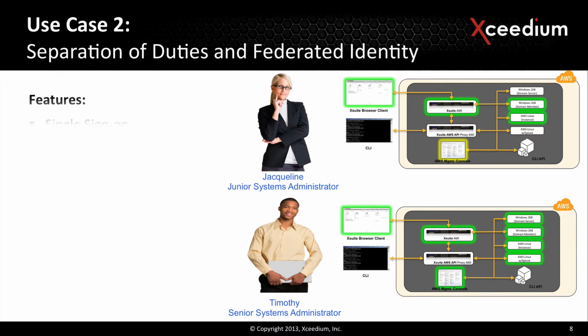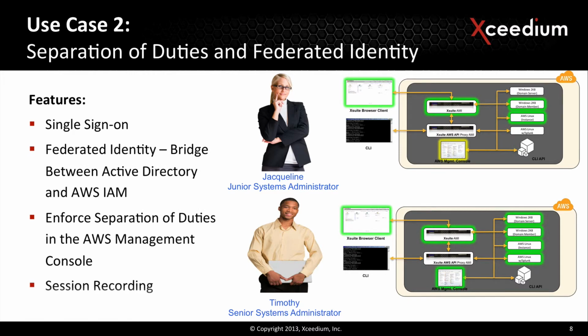In the use case, you'll see how Xsuite federates identity between Active Directory and the AWS IAM subsystem, use single sign-on to access the AWS Management Console, enforce separation of duties in the Management Console without the need to configure individual users in AWS's IAM, and session recording.